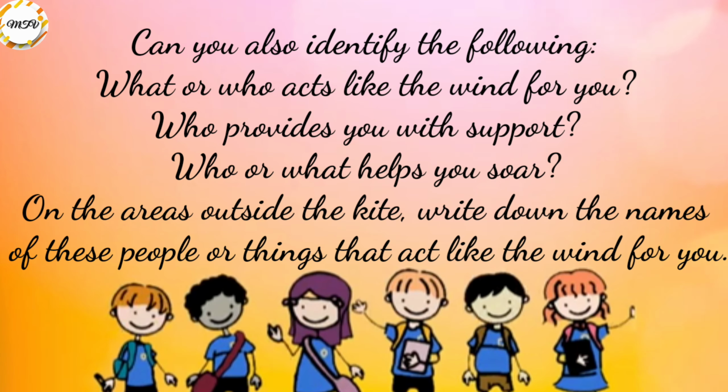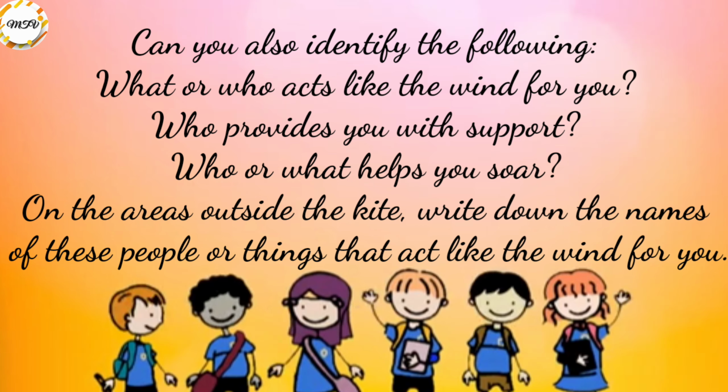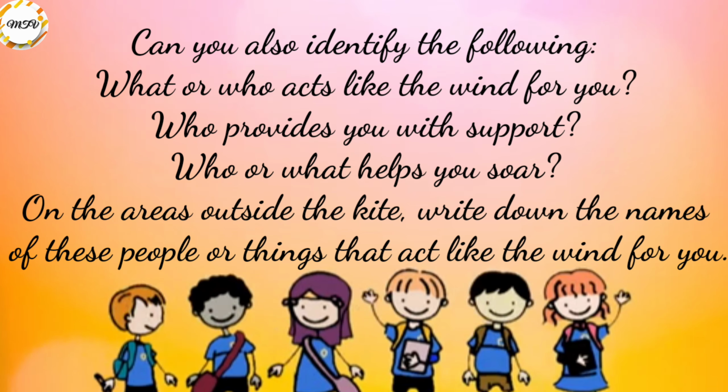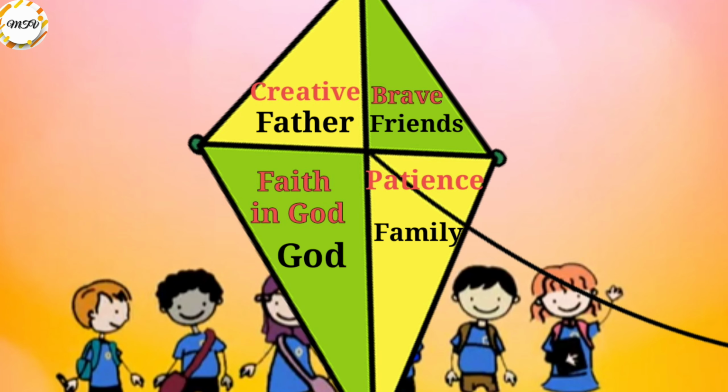Can you also identify the following? What or who acts like the wind for you? Who provides you with support? Who or what helps you soar? On the areas outside the kite, write down the names of these people or things that act like the wind for you. Here is an example.